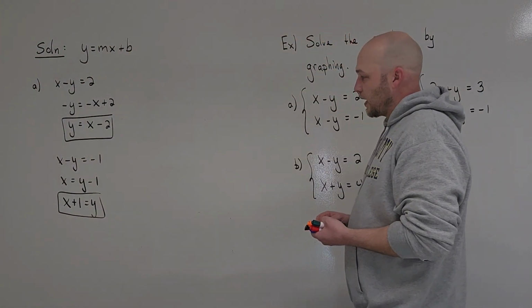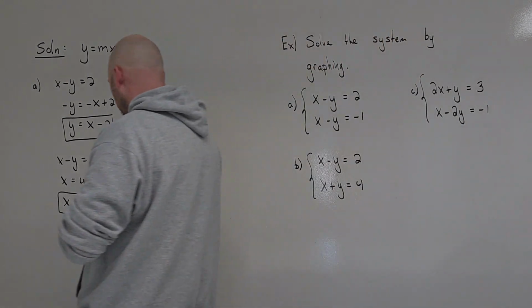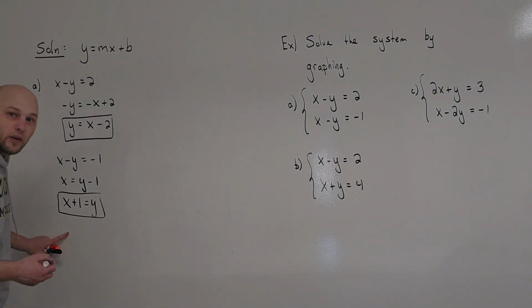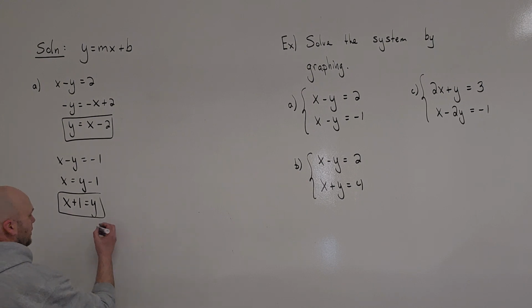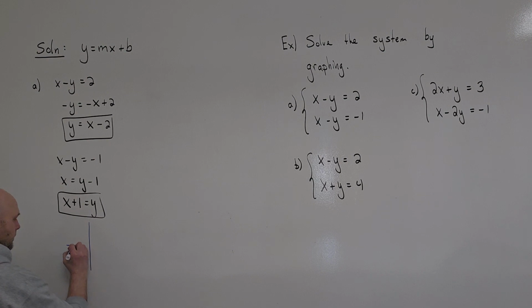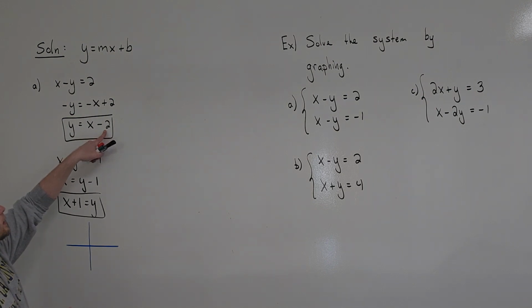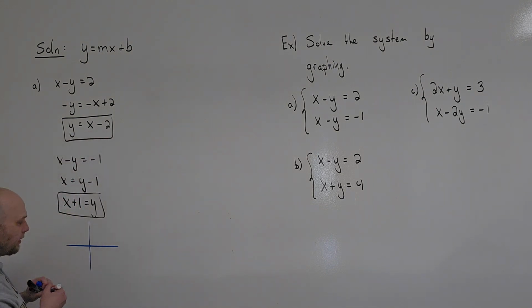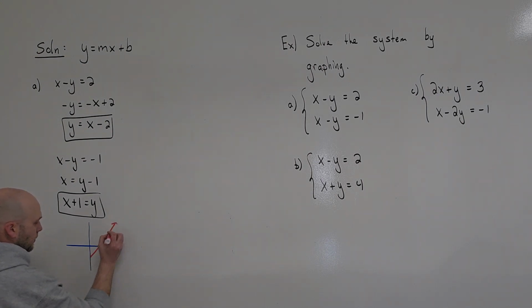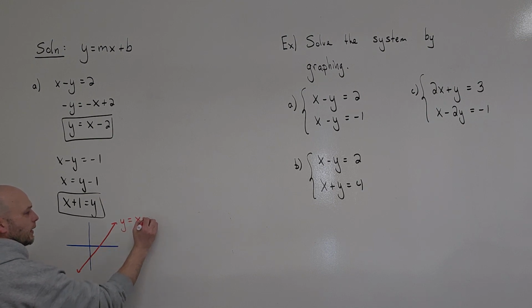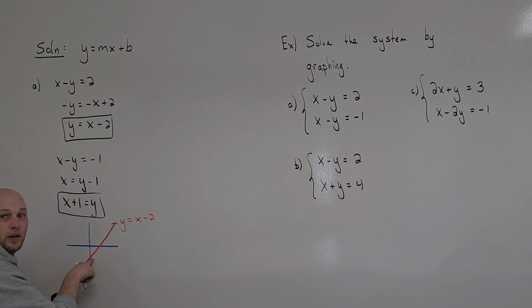And let's get a rough sketch of what this graph would look like. The graph of y equals x minus 2 has y-intercept negative 2 and slope 1. Therefore, it would look roughly like this. So this would be y is equal to x minus 2. Notice the y-intercept is down here at negative 2.